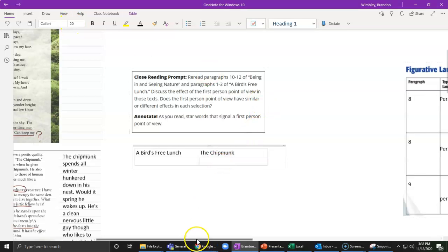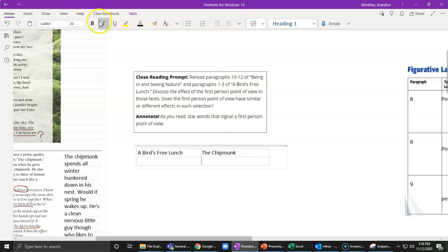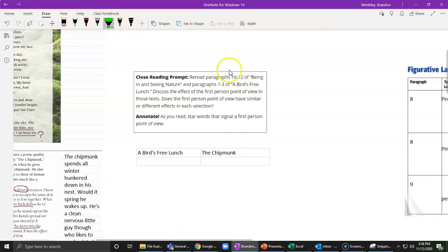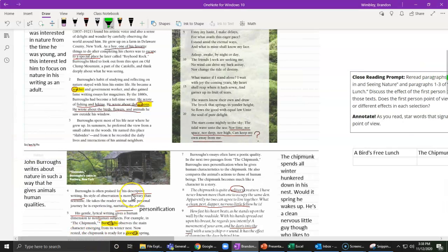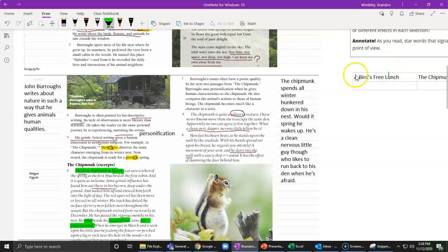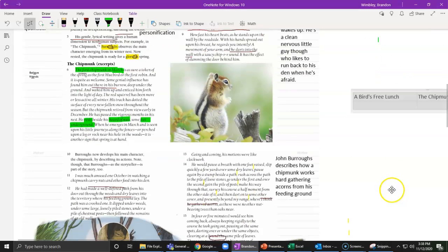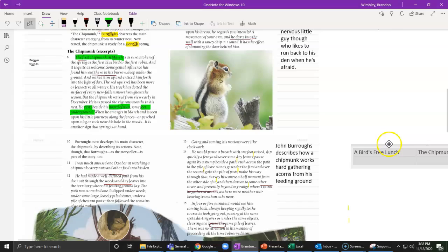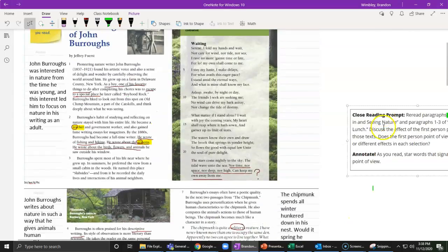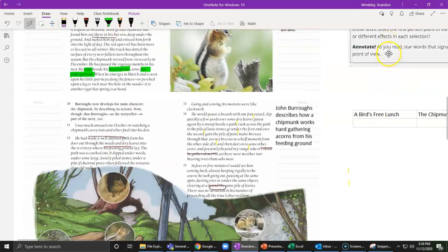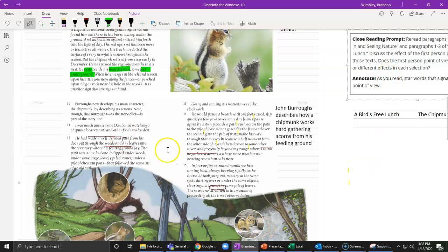There we go, perfect. And it's telling us to read what paragraphs? Well, it's telling us to read 10 through 12. So let's head on over to 10 through 12 and see what we have in store. I'm going to drag this guy down. And then also I'm going to bring this close reading prompt so we can refer back to it when we need it. So paragraphs 10 through 12. Looking on this side right over here.